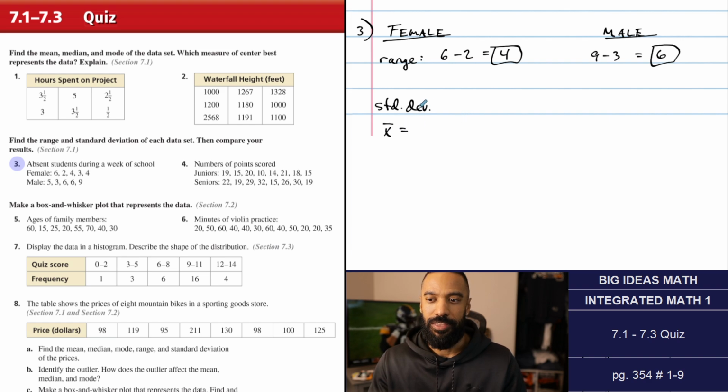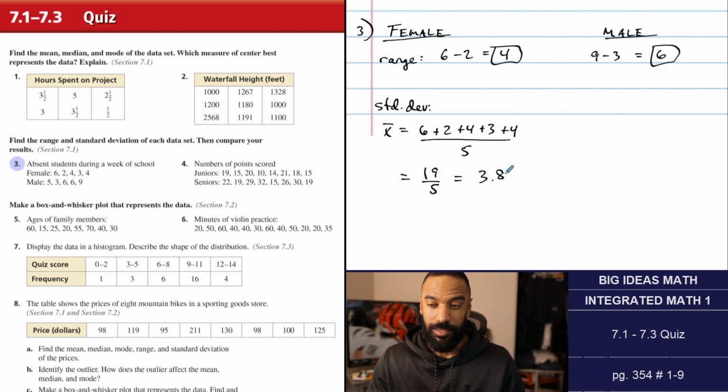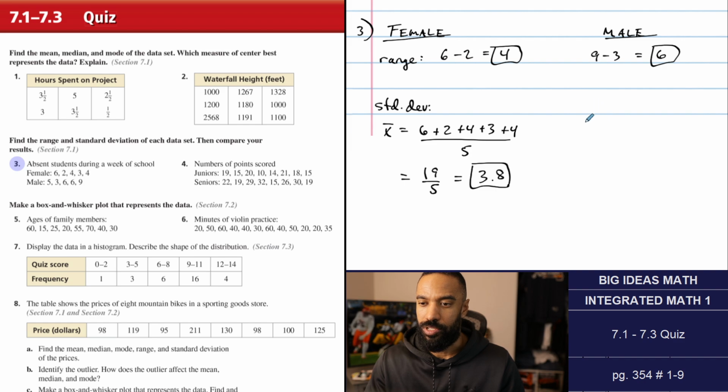So, the mean of the first one: 6 plus 2 plus 4 plus 3 plus 4... 8, 12, 15, 19. Is that right? Let me check that one more time. 8, 12, 15, 19. And it's a perfect decimal. I just need to write it somewhere else. 19 over 5. That's 3.8. That's not the answer, by the way. This is just the mean. We're going to do some other stuff with it.